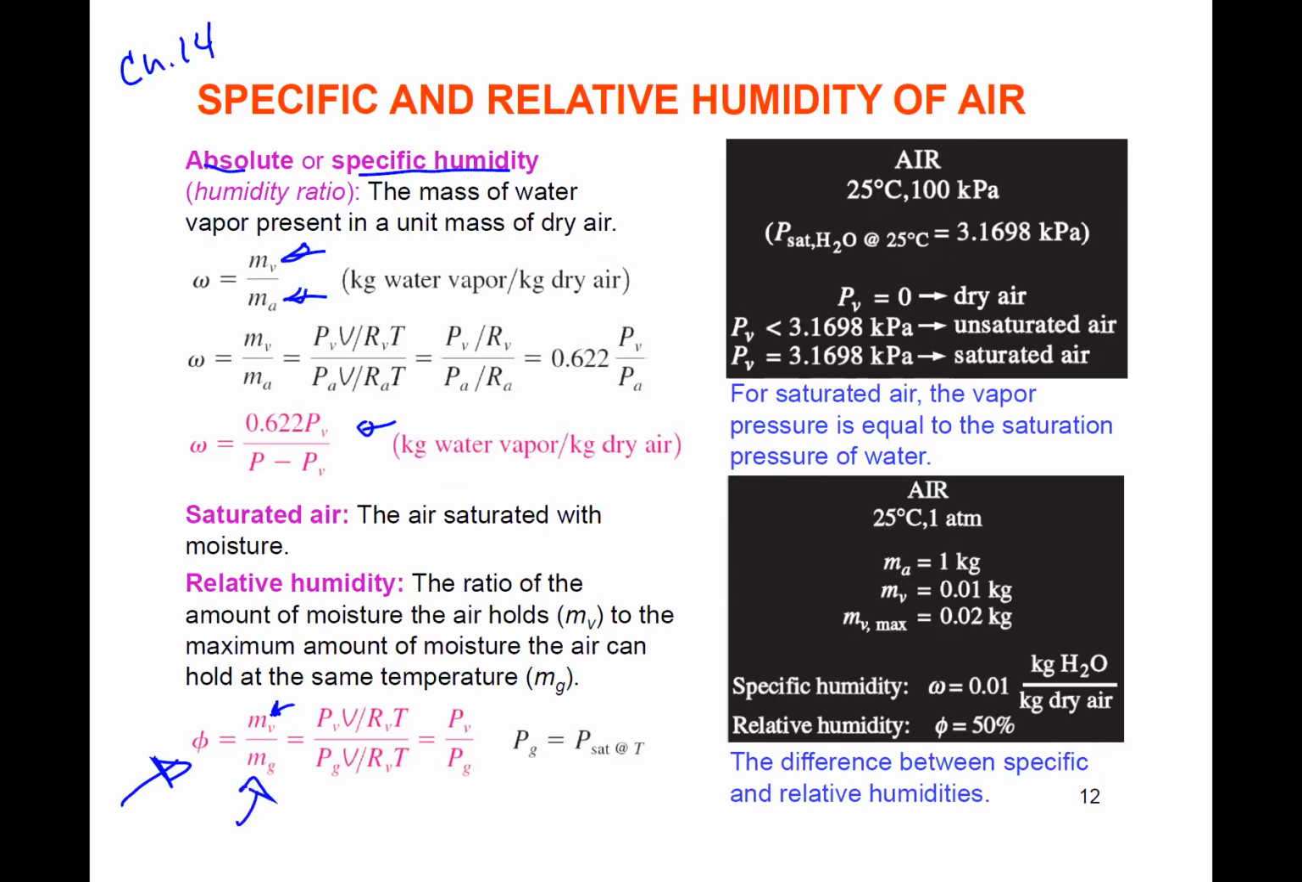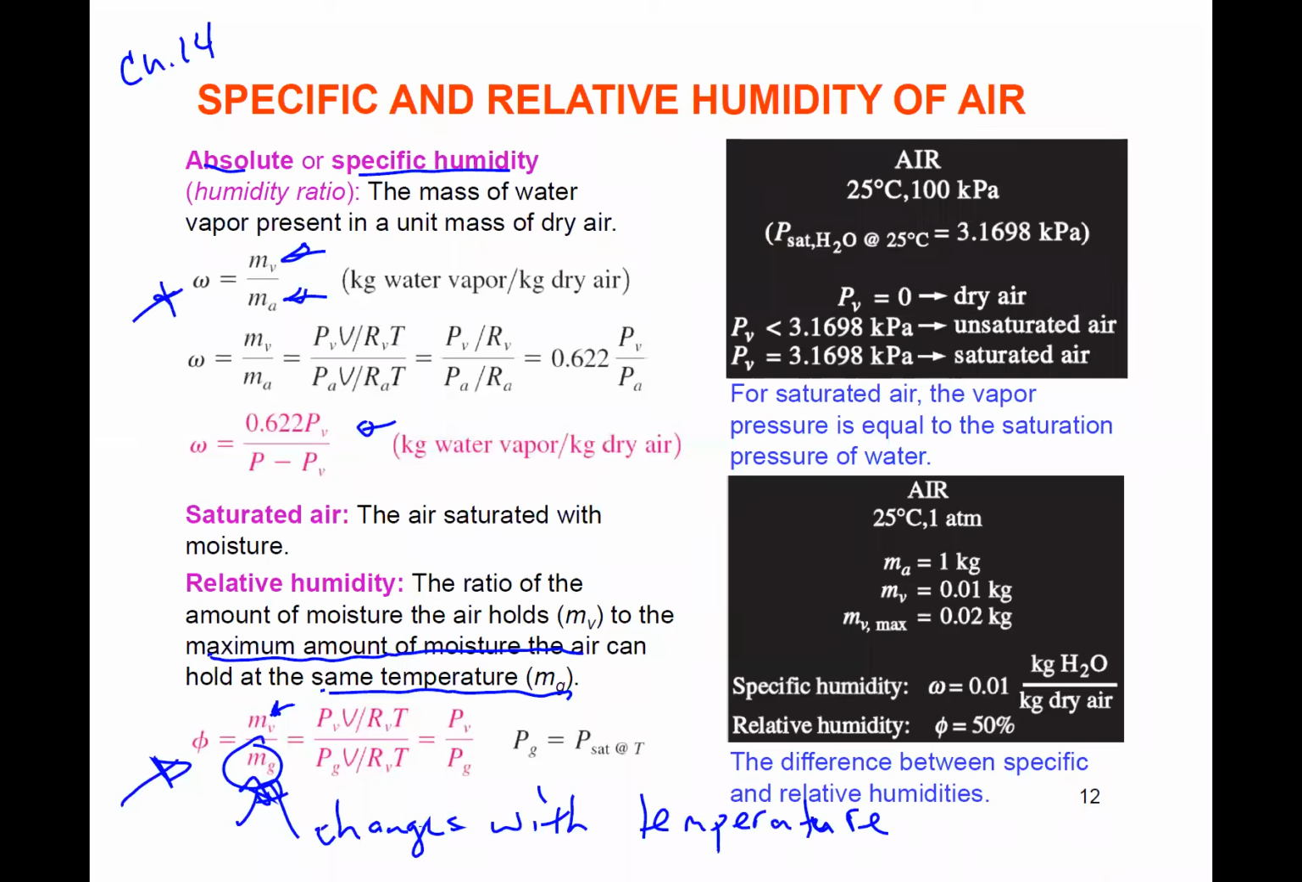This is the maximum amount of moisture the air can hold at the same temperature. So that means this changes with temperature. If you're changing temperature, you're changing your relative humidity. Up here, if you're changing temperature, the absolute or specific humidity doesn't change. Same with here. There's no temperature in that relationship, so it's not a function of temperature.